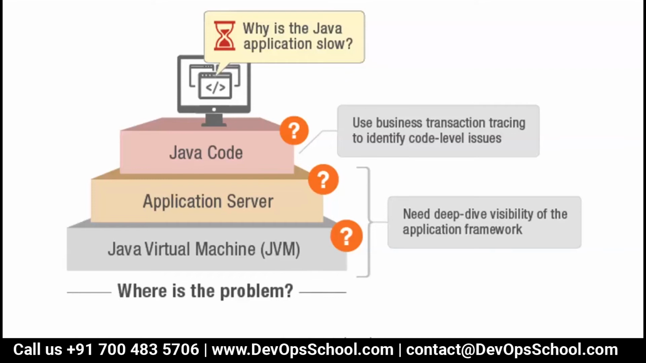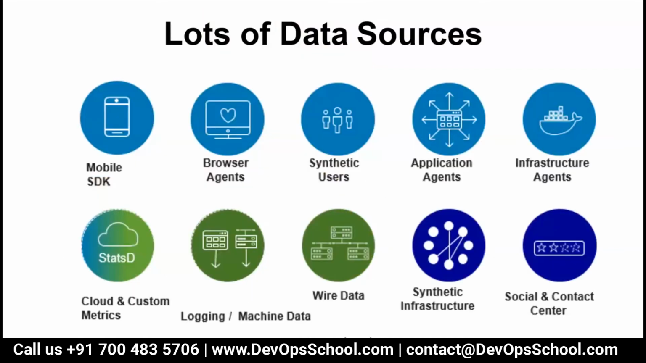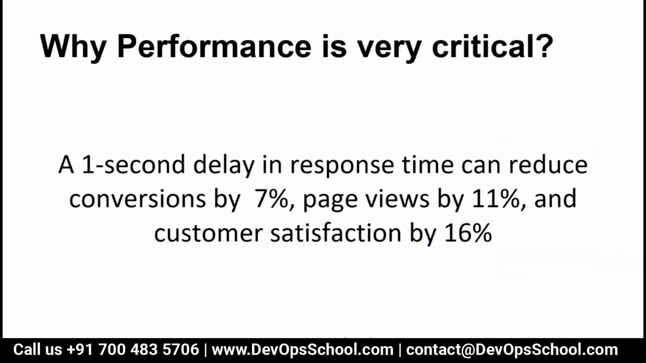Why is the Java application slow, or why is the application server slow? Why is the JVM slow? Why is your server not responding, whatever it is? So you need to find out. There's a lot of data sources, guys. You have agents, synthetic users, infrastructure, different applications, lots of data sources. Where to get it?